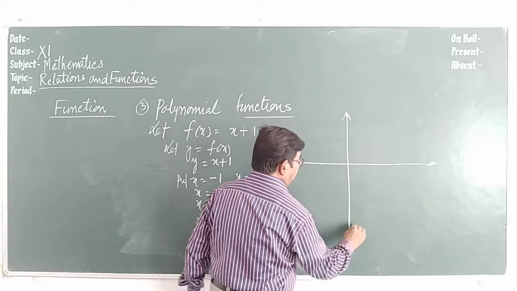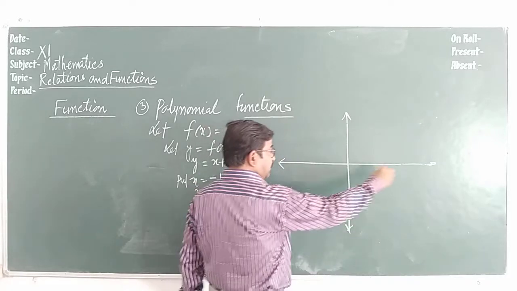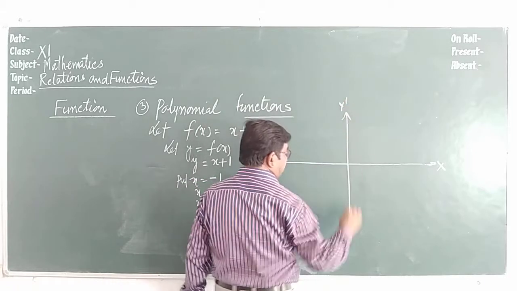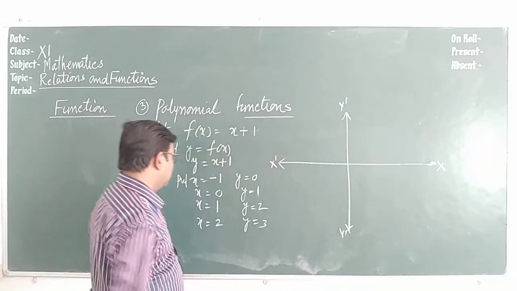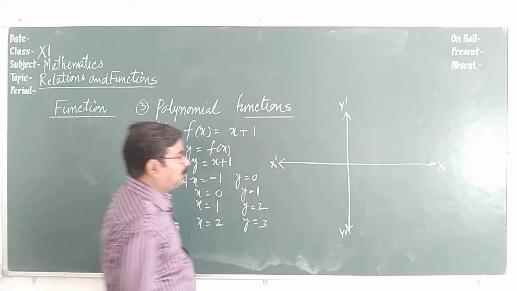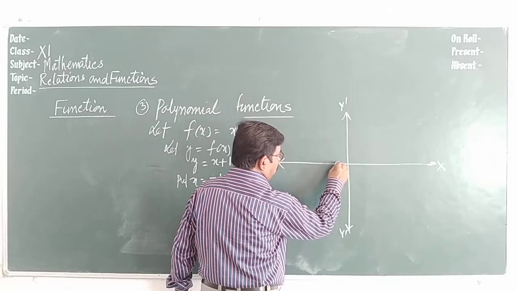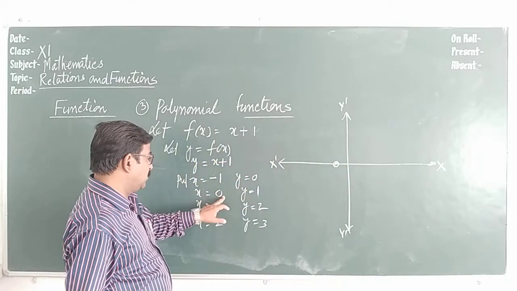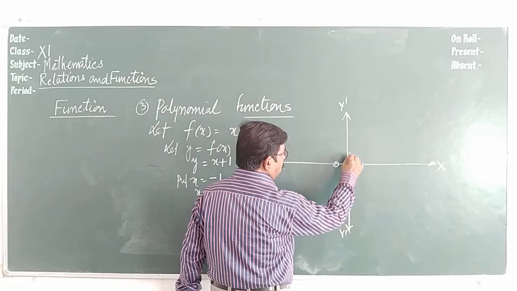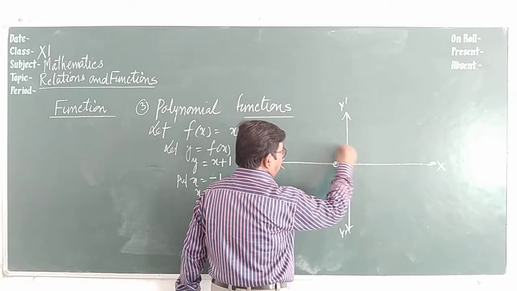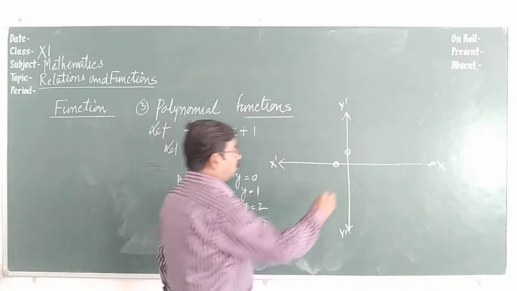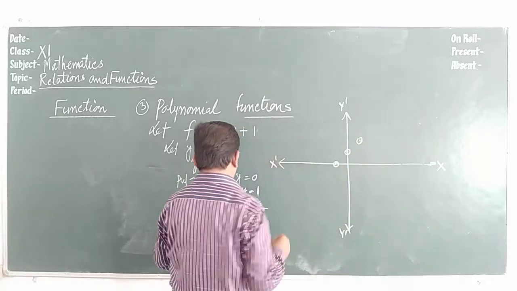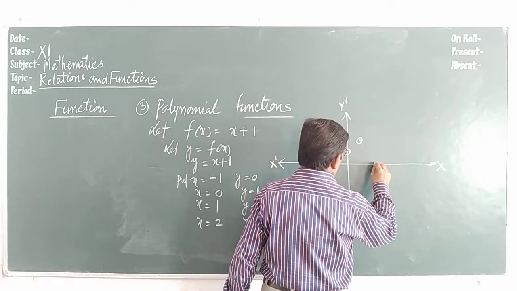See, this is x-axis, and this one is x dash, this one is y-axis, y dash. X is equal to minus 1, then y is equal to 0. Let this point be x is equal to minus 1 and y is equal to 0. X is equal to 0, y is equal to 1. This point, x is equal to 1, y is equal to 2. This point, we have x is equal to 2, y is equal to 3.